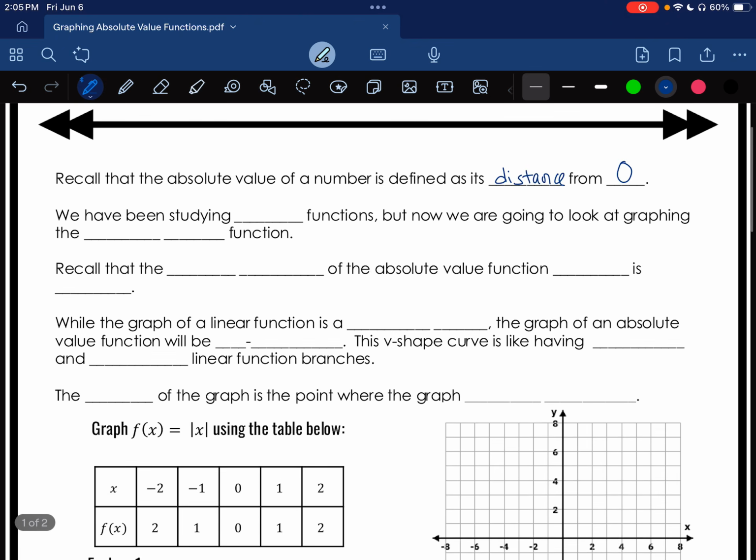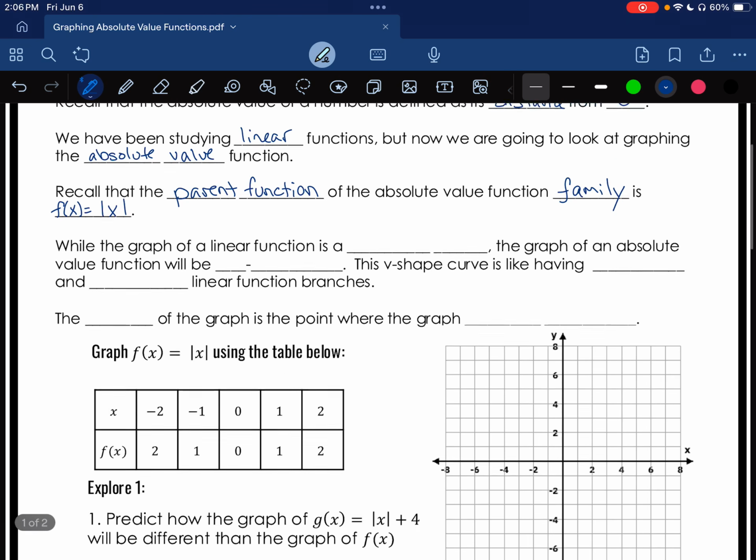We have been studying linear functions up until this point, but now we're going to look at graphing the absolute value function. Recall that the parent function, the most boring version with no transformations, of the absolute value function family, a family being a group of functions with similar characteristics, is f of x equals the absolute value of x. Nothing crazy has happened. All I've done is taken the absolute value of my inputs.